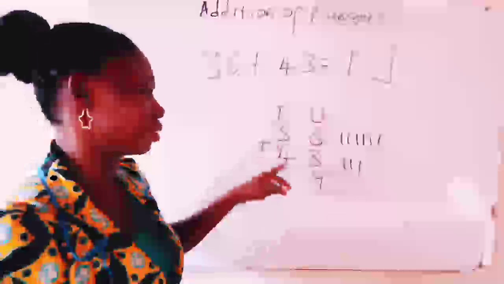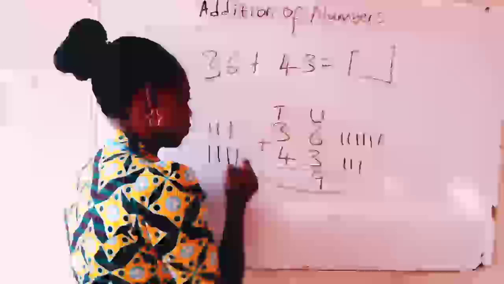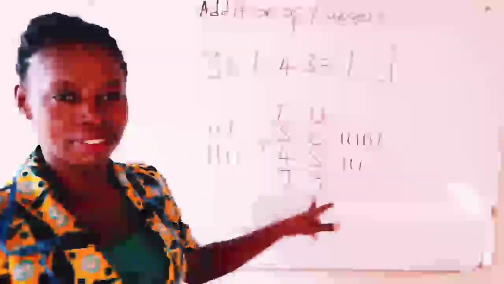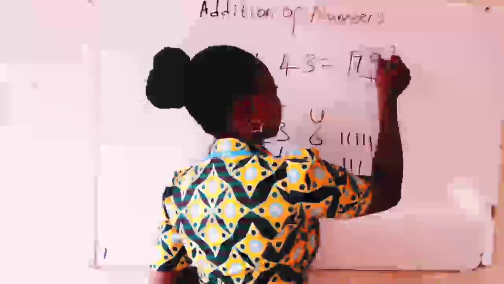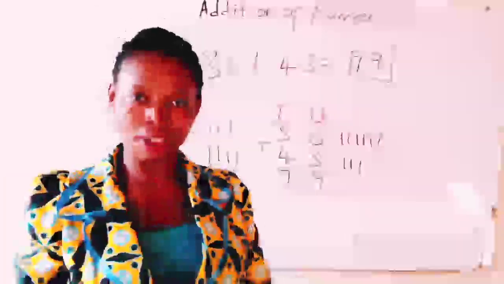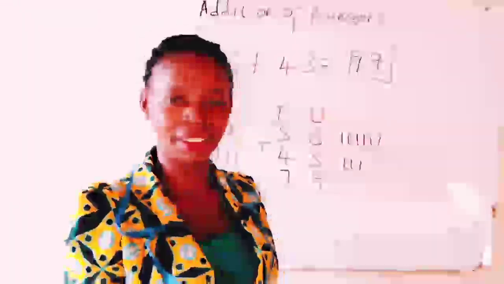Now you have 3 plus 4. I keep 3 in my head and bring up 4 fingers: 3, 4, 5, 6, 7. I can still count it separately: 1, 2, 3 and 1, 2, 3, 4, which makes 7. So our final answer becomes 79. Did you get 79? Good. If you didn't get it, don't worry. As you keep practicing, you will get used to it. You will master it. Okay, let's do the next one.